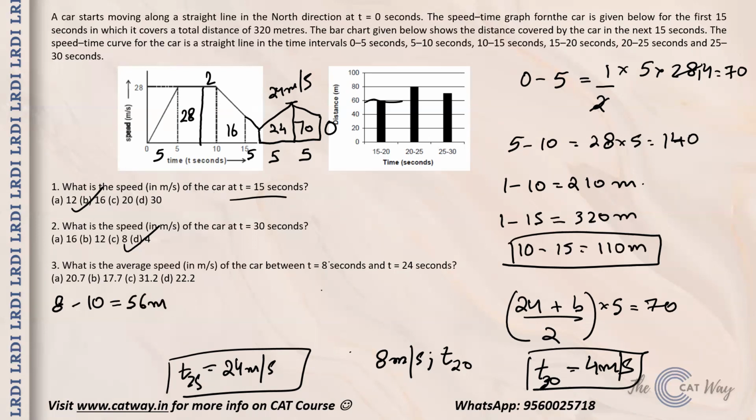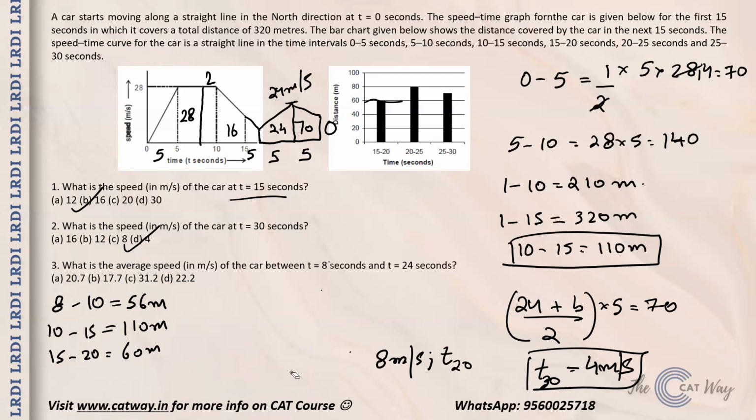Then what is known to us is that between 10 and 15, it traveled 110 meters, right? Between 15 and 20, it traveled another 60 meters. Now the most important thing is, let's write it here, at time 25 the speed was 24 meters per second. The only distance that is left is 20 to 24, and that is the distance we have to find.